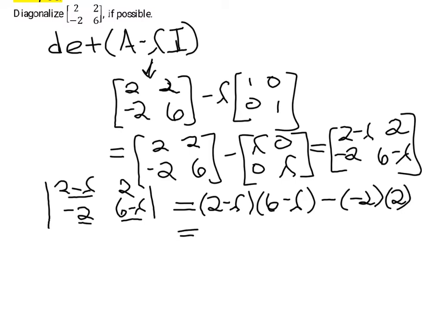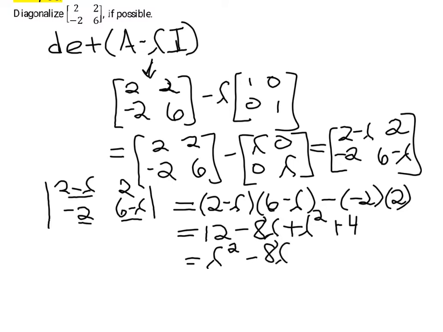Okay, so multiplying this out, we have 12, and then minus 2 lambda, and then minus 6 lambda, so that's minus 8 lambda. And then we've got negative lambda times negative lambda, so that's positive lambda squared. And then minus negative 4 back here, so plus 4. And so if we rearrange that a bit, it's just nice to have the squared term in the front. Minus 8 lambda, and then the 12 plus 4, so that's 16 here.